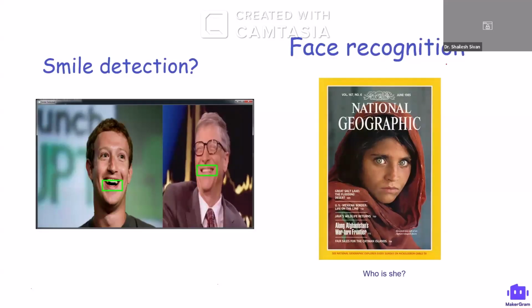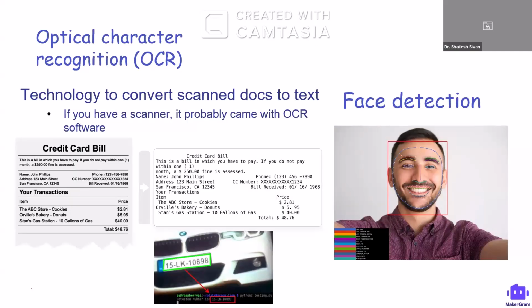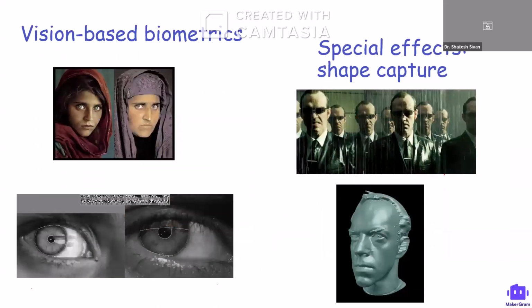And face recognition. Face recognition is nothing but identifying whose face it is. Face detection is something different. We are focusing on where the face is. The face is localized with a particular rectangle. Okay. And vision based biometrics, like iris based biometric devices and all, right?